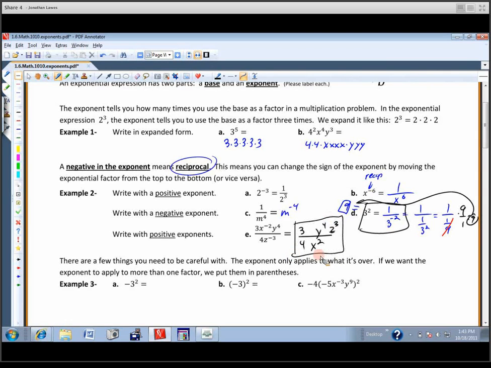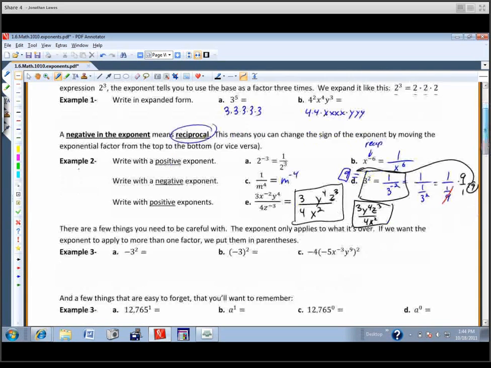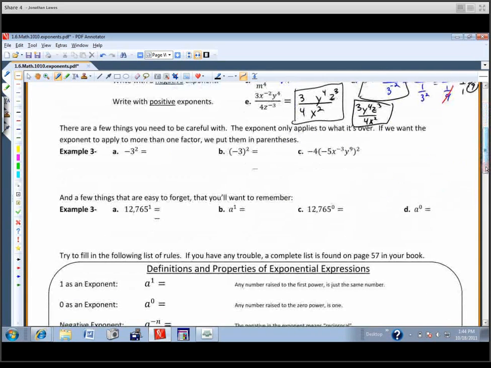Again, we can change the sign of the exponent by moving that exponential expression from the top to the bottom or the bottom to the top. If you wanted to clean that up just a little bit, I suppose we could do that. Probably should have planned ahead. And there we go. Okay?